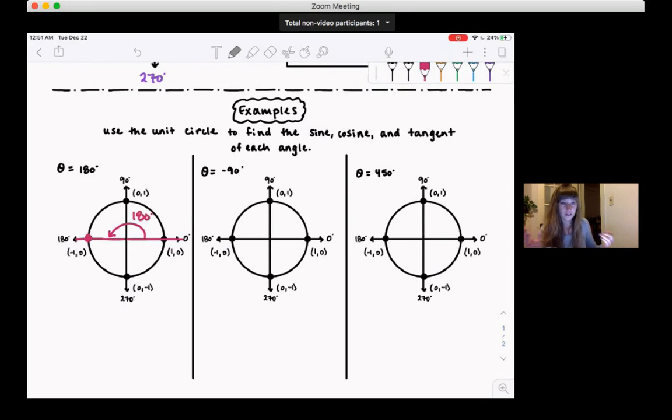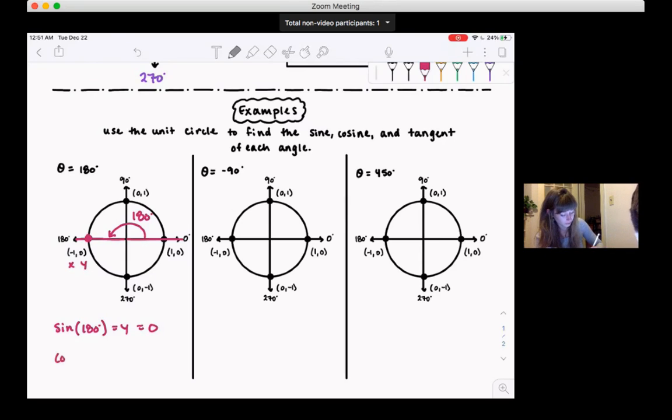Okay, so now let's find the sine, cosine, and tangent. We know that the sine of 180 is going to be the y-coordinate of that point on the circle. The point on the circle is right here, and here are the coordinates, x and y. X is -1, y is 0. So the y-coordinate is 0, so sine of 180 degrees is 0. And that's it. That's all there is to it.